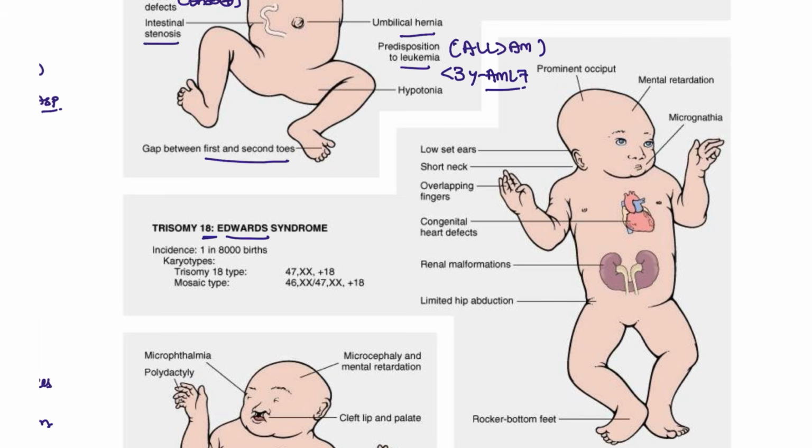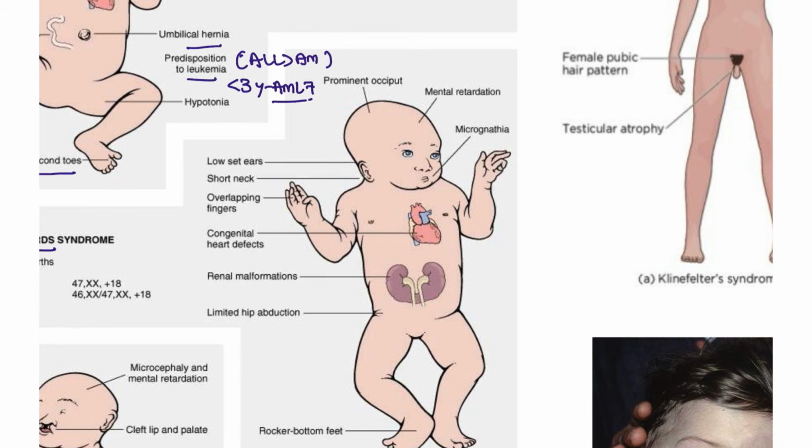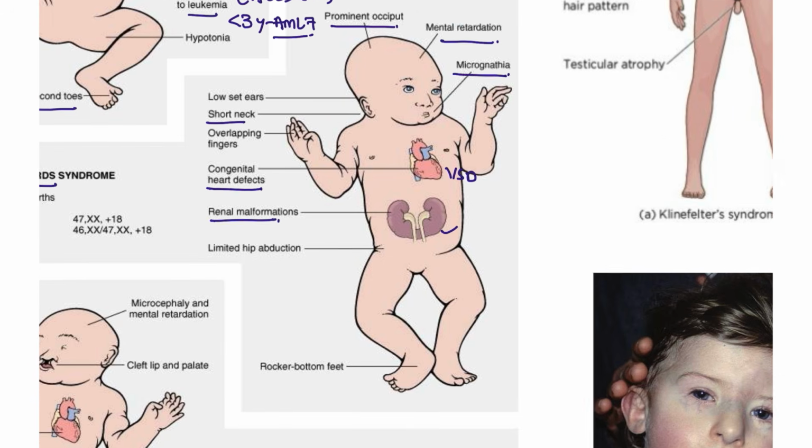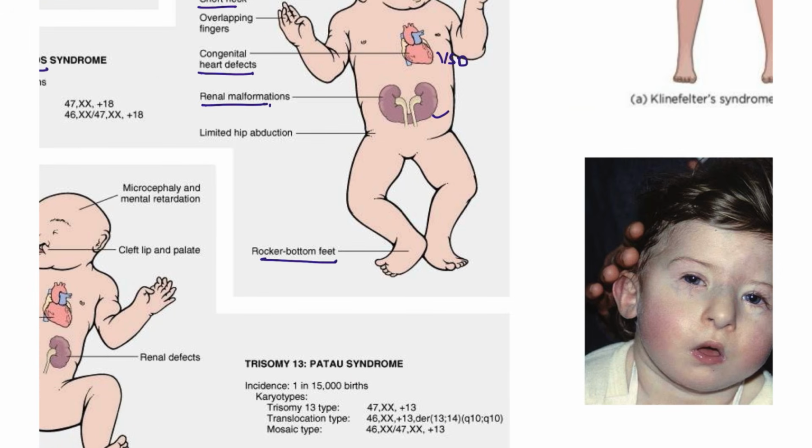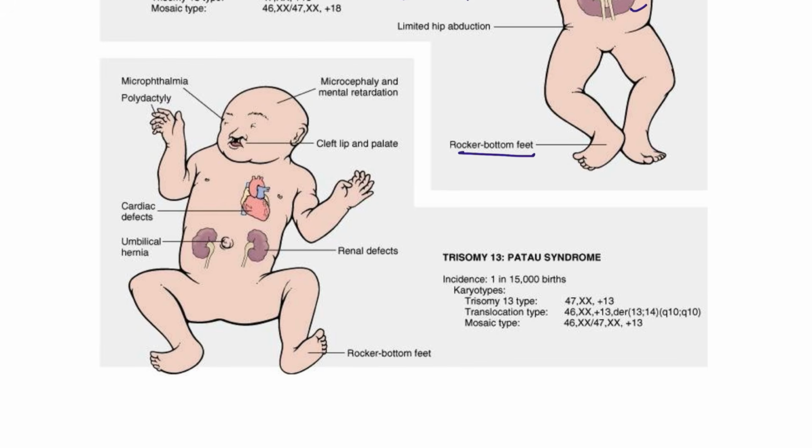This is due to trisomy 18, and the patients will be associated with micrognathia, mental retardation, prominent occiput, short neck, congenital heart defects such as VSD, renal malformations like horseshoe kidney, and also rocker bottom feet. Next, Patau syndrome. This is trisomy 13. Cleft lip and palate, polydactyly, microphthalmia, mental retardation, cardiac defects, umbilical hernia, renal defects with rocker bottom feet.